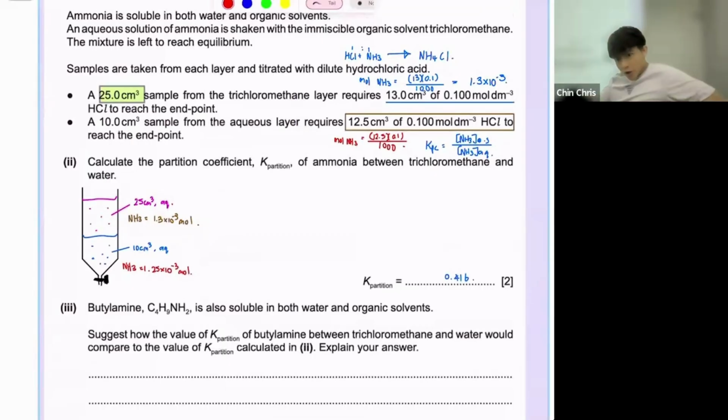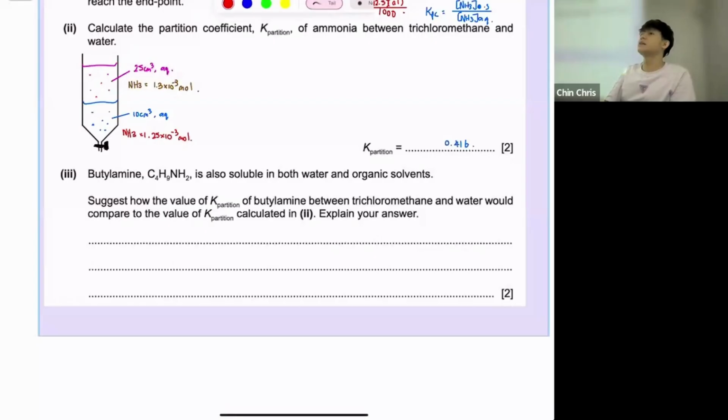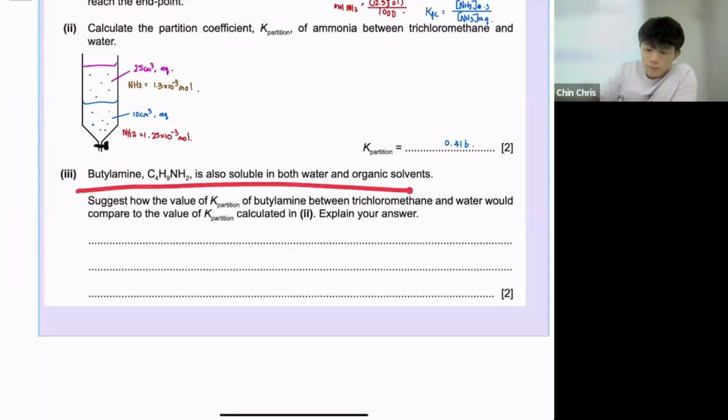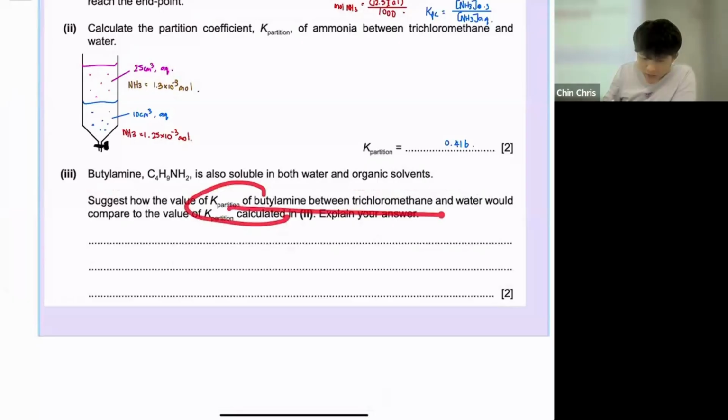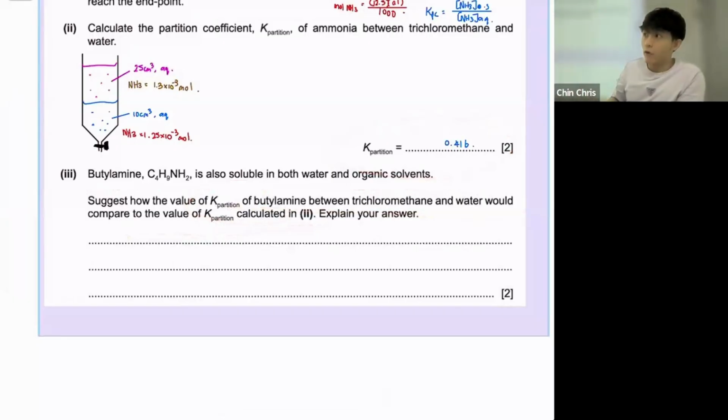Alright, guys, now let's go. Look at the bottom part. This part has nothing to do with calculation, but a lot on your fundamental knowledge. So they say butylamine is also soluble in both water and organic solvent. KPC of butylamine would compare to the KPC calculated here. So would it be bigger than 0.4 or lesser than 0.4?